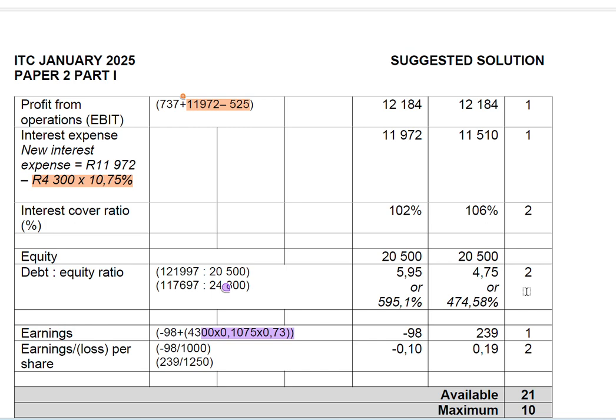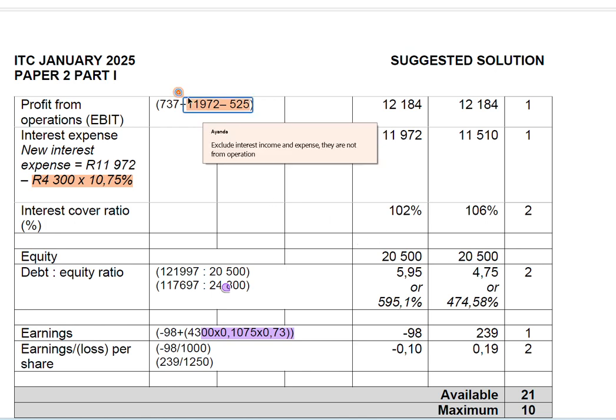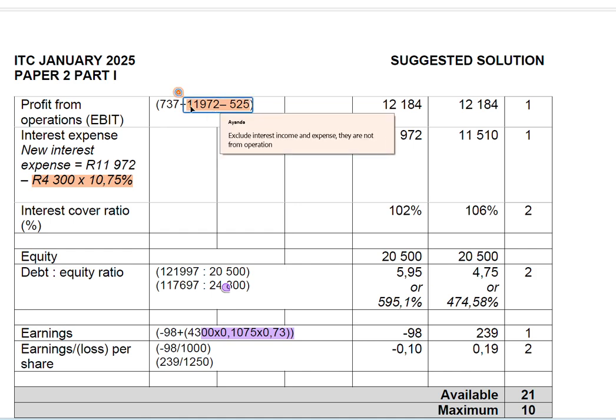Then the other ratio that I can calculate is your interest cover ratio. How do you calculate the interest cover ratio? We exclude interest income and expense, as they are not from operation. So what we're going to do is take the profit, plus the expense and minus the income. Then these are the amounts that we have for both when there is a right issue or not.